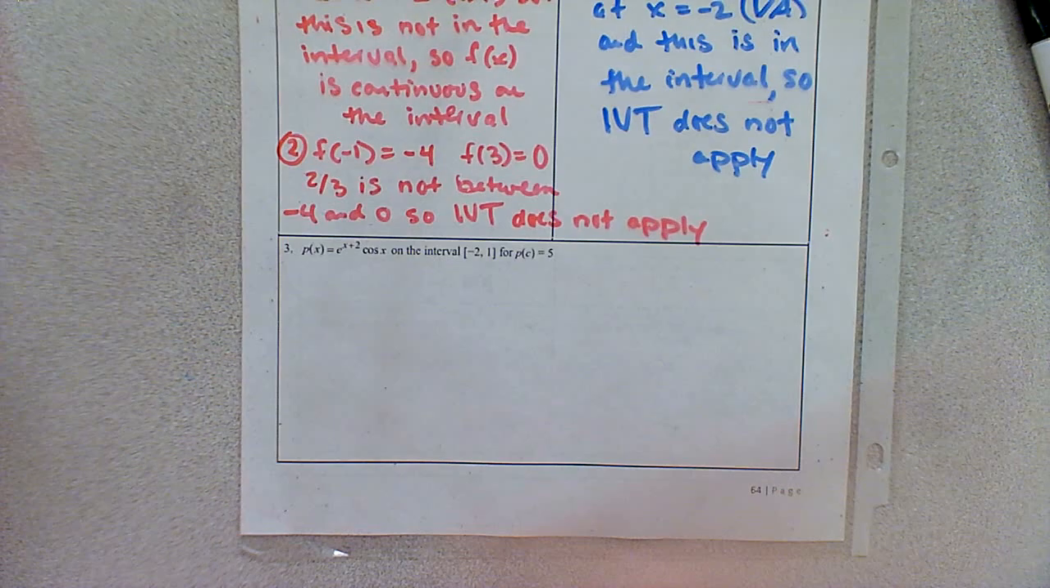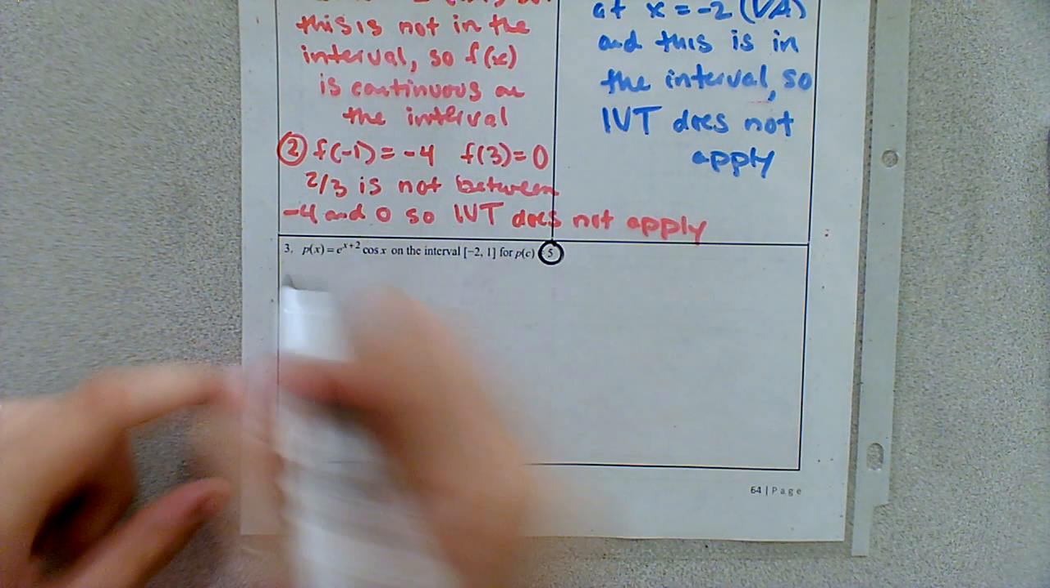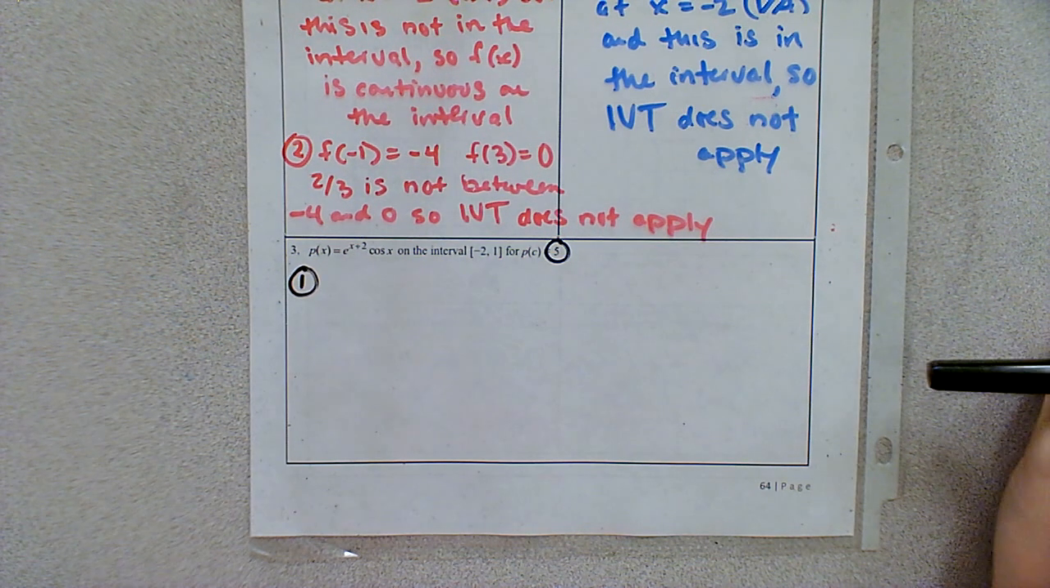Let's go ahead and check out 3 at the bottom. So we have our function, we have an interval, and it looks like our output is 5. So we first have to check continuity.